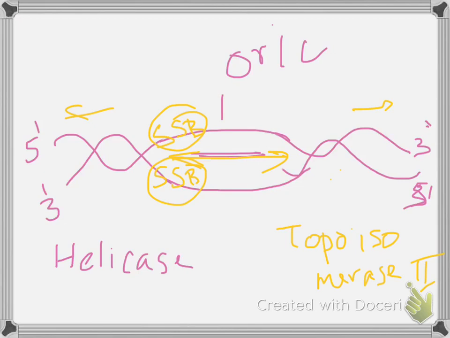That is, topoisomerase 1 creates a nick on one strand of the DNA and relaxes the DNA from the stress. Similarly, topoisomerase 2 relaxes the supercoils by forming nicks on both strands of the DNA.